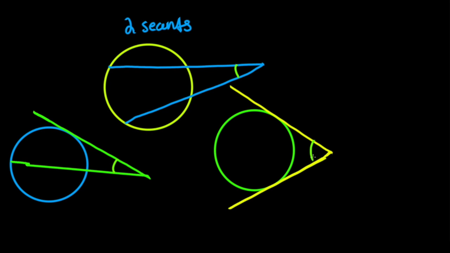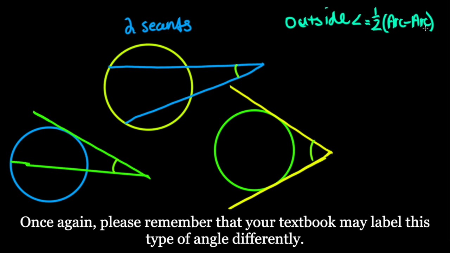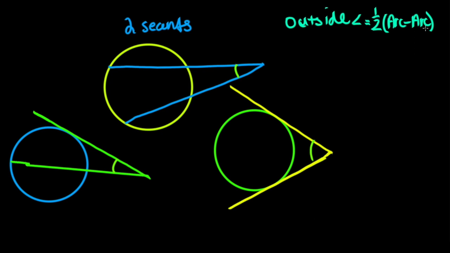So the question is, how can we find the measurement of that outside angle when we know the 2 arcs? And this is a formula that will help you with that. This formula says that the outside angle is going to be equal to half of arc minus arc. Now the question is, which arcs are we talking about? These are going to be the 2 arcs that interact with either the tangents or the secants in your circle.